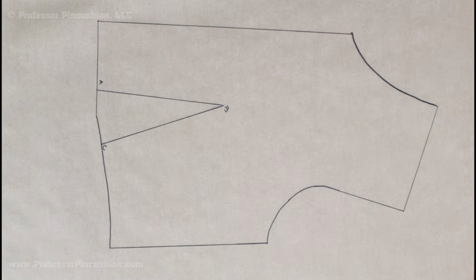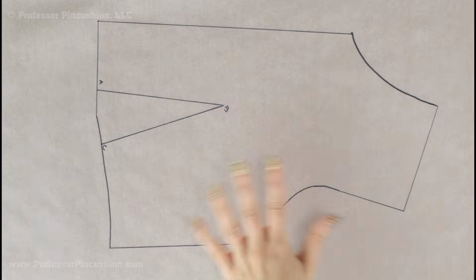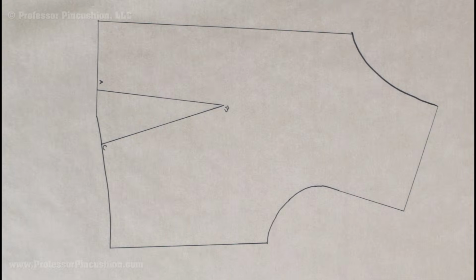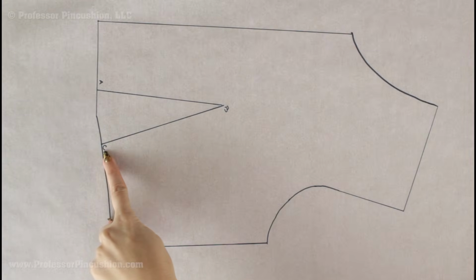You can unpin and get rid of your pattern that was underneath, so we just have the copy on top and we don't have anything to distract us. I went ahead and labeled some points. I have A, B, and C.